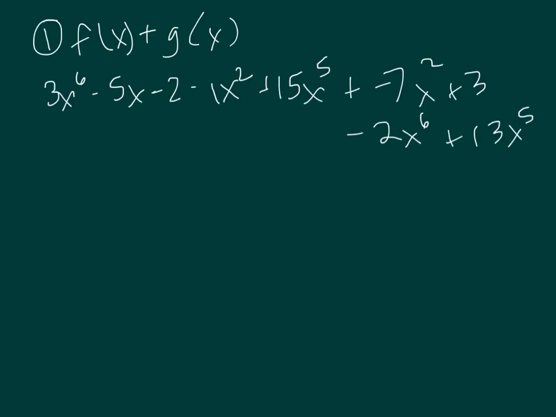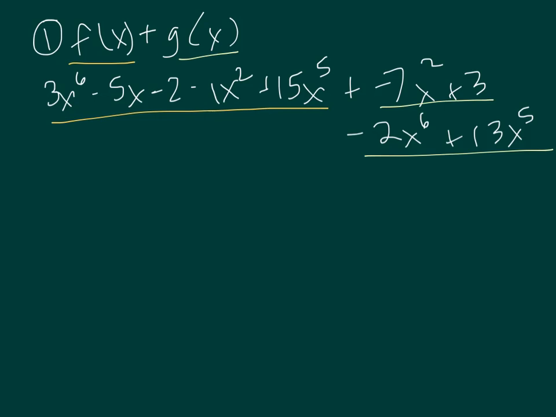Okay, so number 1 asks for you to add f of x and g of x together. So I've written that out. The first is f of x, which is here. The second is g of x, which is here. I just put it on 2 lines because I couldn't fit it all. So then what we're looking for is to just add like terms together. So what we want to do is just identify what the like terms are.